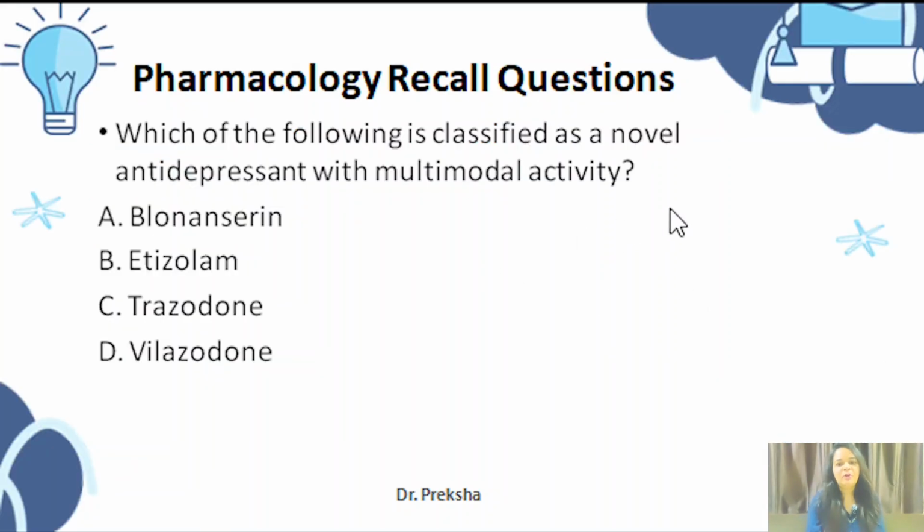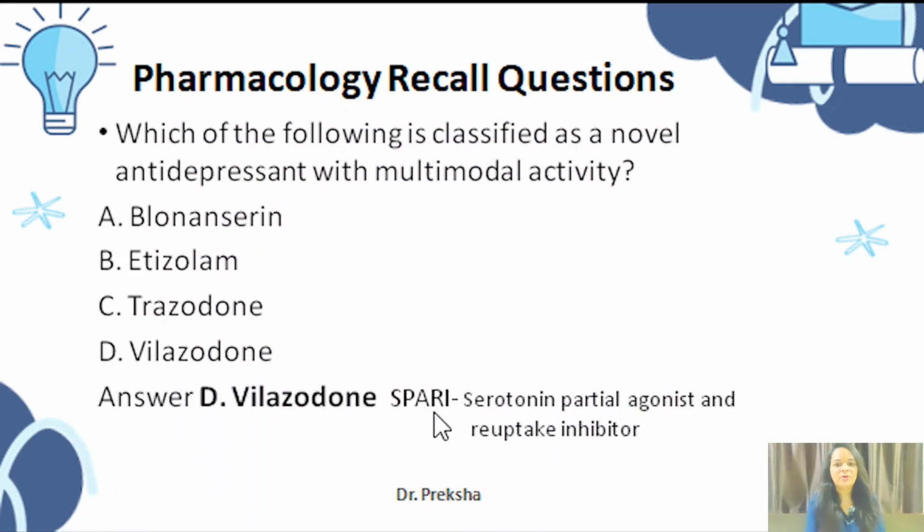Which of the following is classified as a novel antidepressant with multimodal activity? So the novel antidepressant is vilazodone. That is the answer. Blonanserin, etizolam, trazodone. These are the wrong options. Vilazodone is a SPARI, serotonin partial agonist and reuptake inhibitor. So that is the novel antidepressant. Blonanserin is an antipsychotic drug. Trazodone is also an antidepressant, but it is not a novel antidepressant.